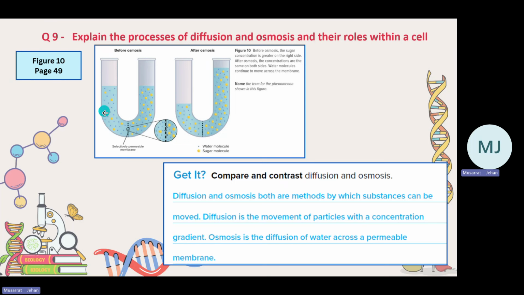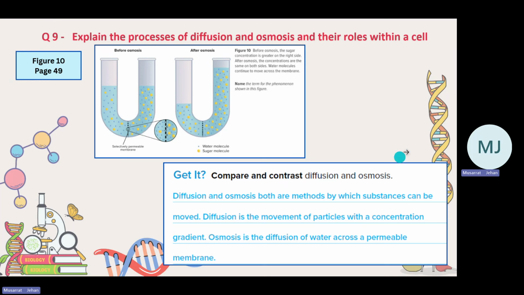Water molecules continue to move across the membrane till the ratio becomes the same. So here more water molecules will enter. After osmosis, once the concentration becomes the same, the movement will stop and there will be dynamic equilibrium. However many are going one side, the same many are going on the other side. This is figure 10, page number 49.